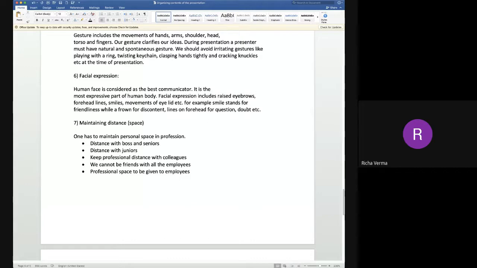Keep professional distance with colleagues. Okay, you cannot sit very close and try to be very friendly with them. You have to keep a professional distance. Professional space should be given to the employees. तो ऐसा नहीं है कि आप हमेशा उनके साथ हैं. You have to give them a professional space also.